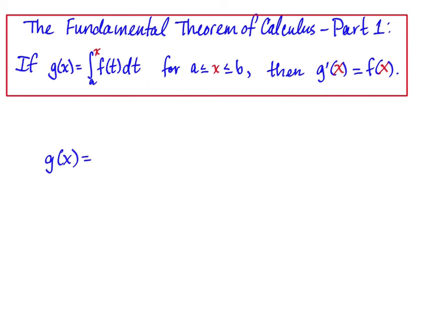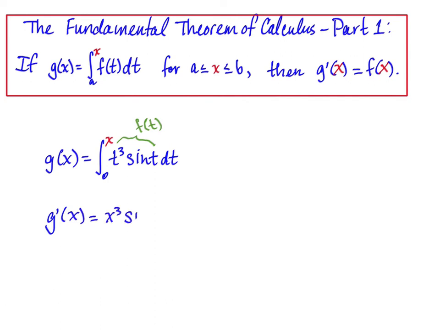Suppose g of x is defined to be the definite integral from 0 to x of t cubed times sine t dt. Now, the function f of t is t cubed times sine t. So the fundamental theorem, part 1, says g prime of x is just going to be x to the third times sine of x. And that's it.